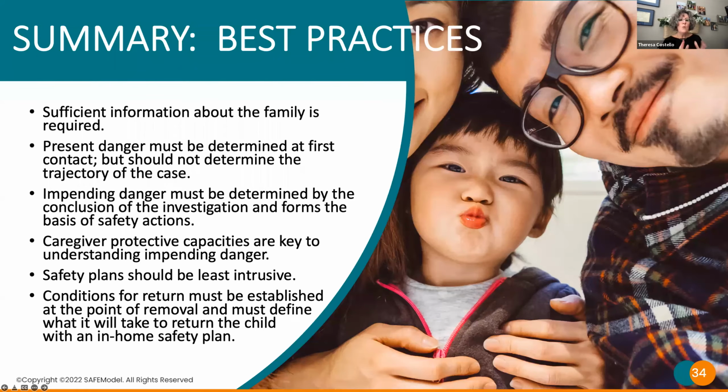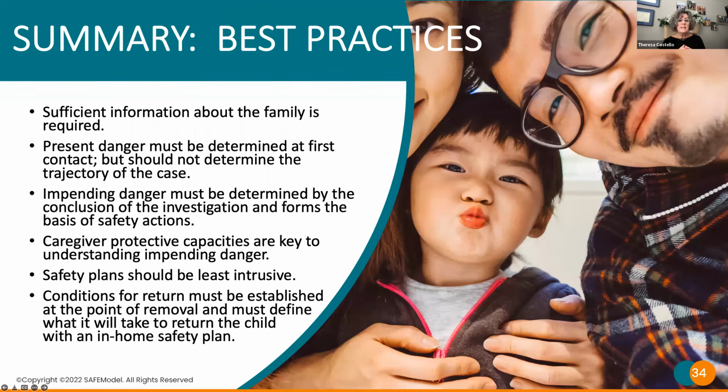If we make a decision on day one that a child has to be removed based on present danger, we must come back throughout our investigative process when we've gathered more information and determine if that decision has to stay that way, or is it possible, based on a better understanding about the family and really understanding impending danger, not just what we knew on that first day, that we could make a less intrusive decision about that. So very important. Best practice requires we think of it both ways, impending danger and present danger.